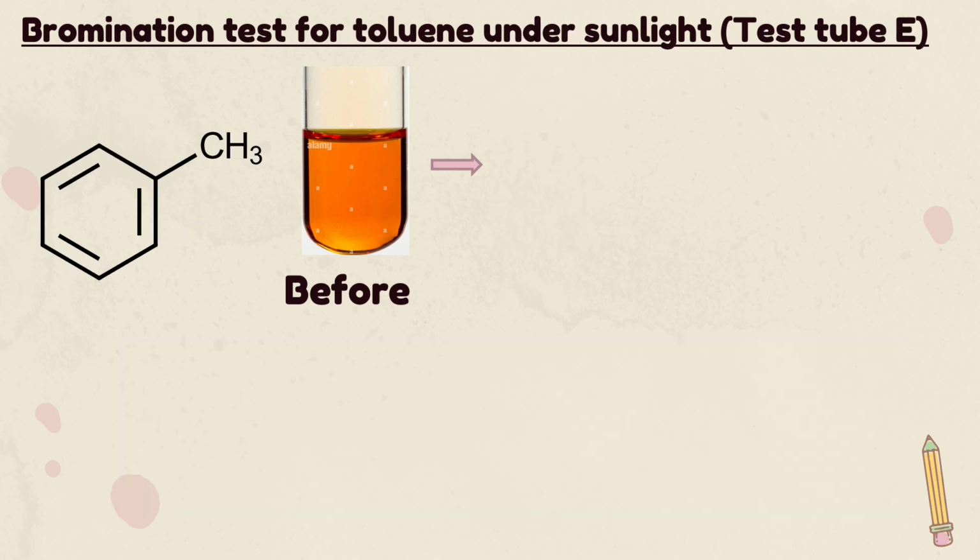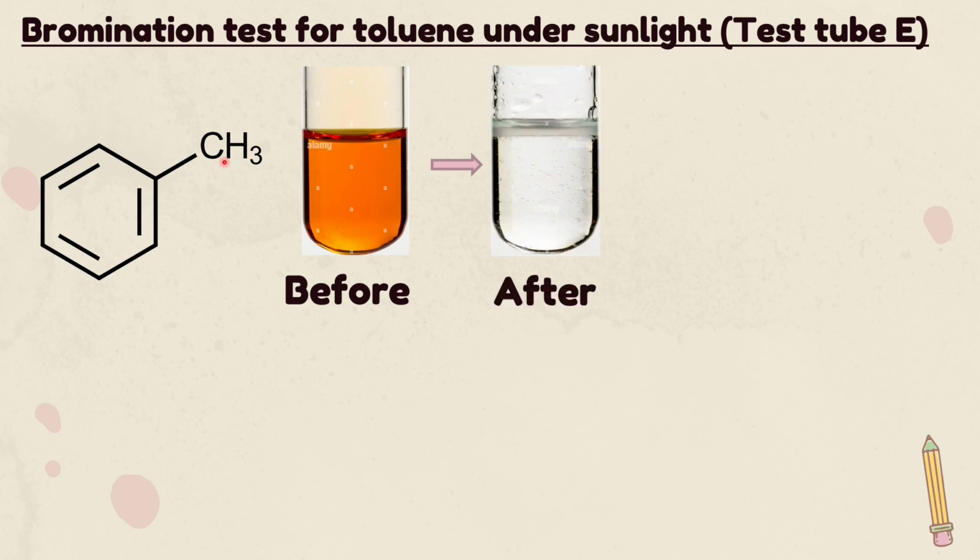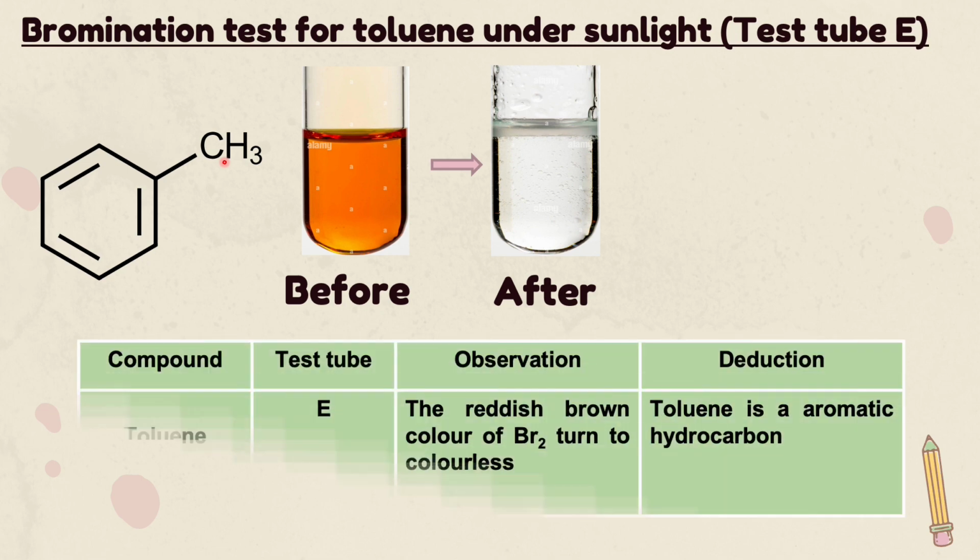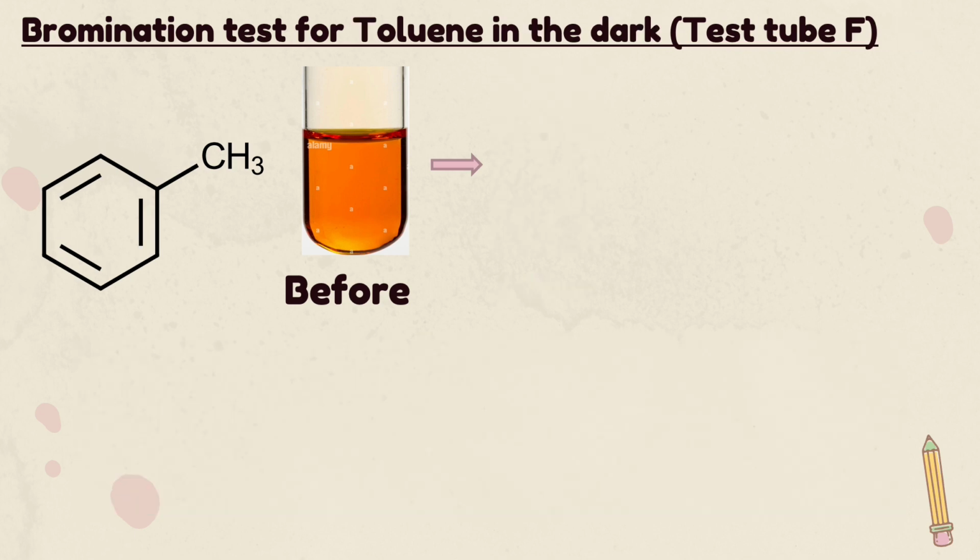Now for toluene, we remember that the reaction will happen at the side chain, the methyl group, and this methyl group is an alkane, which is saturated. So if it is saturated and you expose it to sunlight, a reaction will happen, but if you cap it in the dark, no reaction will happen. So we can expect that if we expose it to sunlight, the color of the bromine will change from reddish brown into colorless. Since we know toluene is an aromatic hydrocarbon, the deduction we can make is that toluene is an aromatic hydrocarbon.